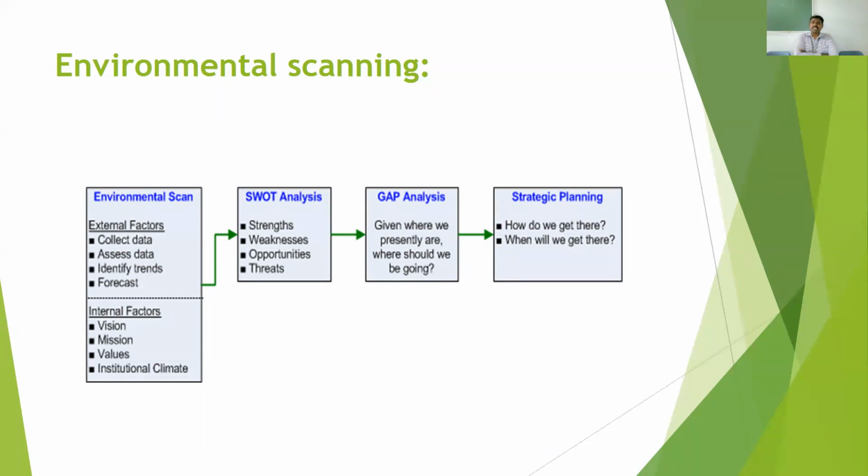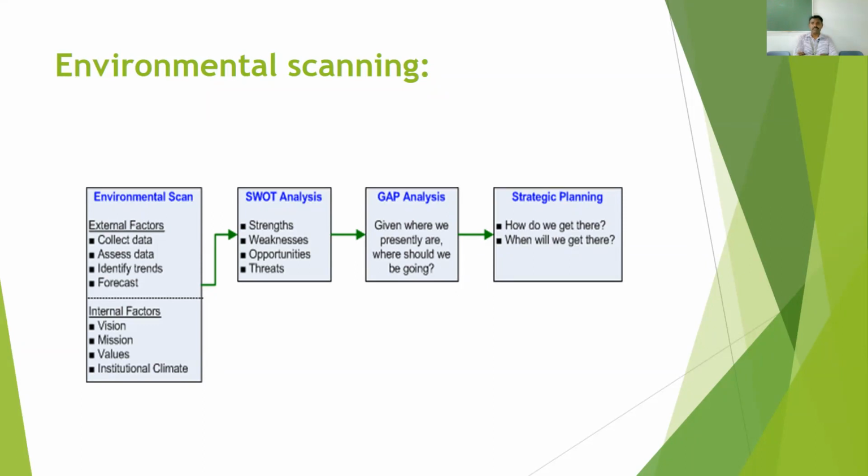Then after the environmental scanning, you have to go for the SWOT analysis. That means you have to identify the strengths, weaknesses, opportunities, and threats of your organization. Then you have to go for the gap analysis. Gap analysis will tell you where you presently are and where you want to go in the future. So gap analysis will be telling you where at present your company is, and at the same time, in future, where you want to go. That will be identified through the gap analysis.